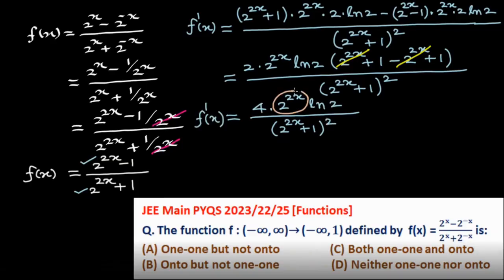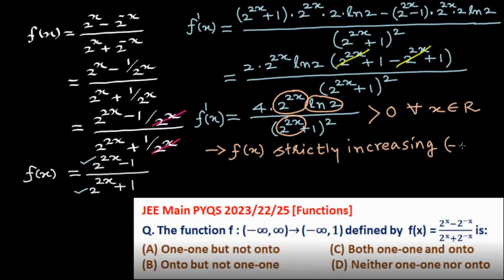Here this 2^(2x) is positive for all real values of x, and this ln 2 is also positive, which implies f'(x) is positive for all real values of x. Therefore f(x) is strictly increasing in its real domain negative infinity to infinity. Therefore it is a 1-1 function.